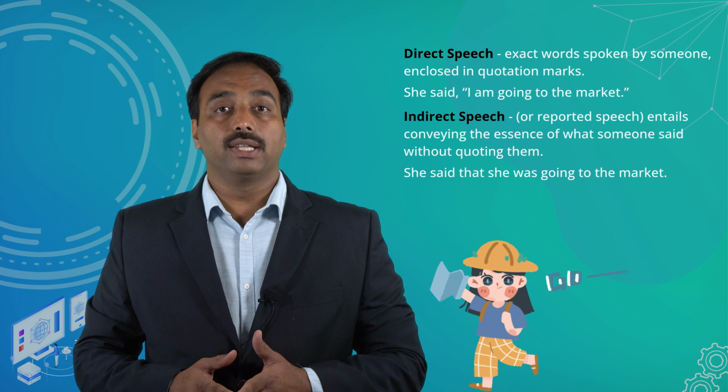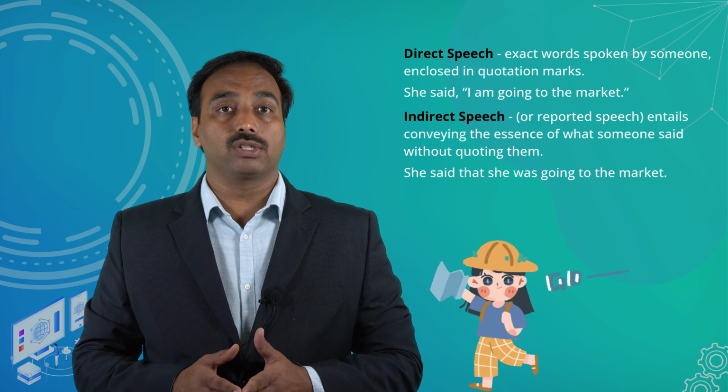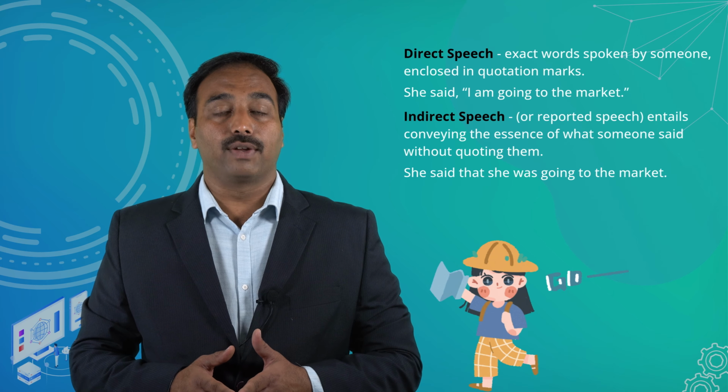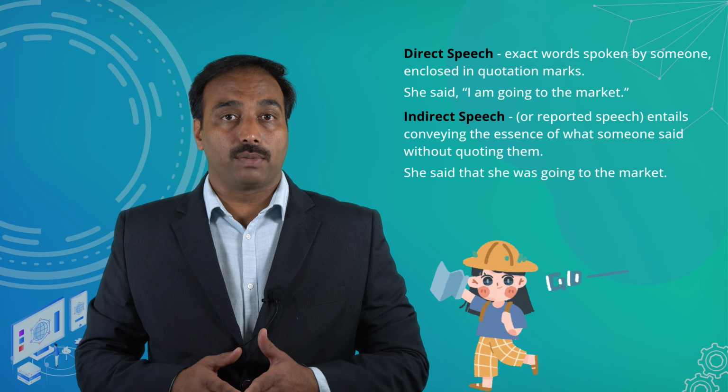Direct speech. This involves quoting the exact words spoken by someone enclosed in quotation marks. For example, she said, "I am going to the market," within inverted commas.